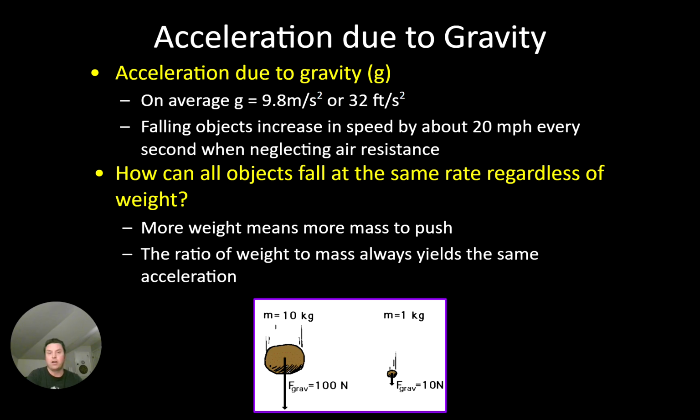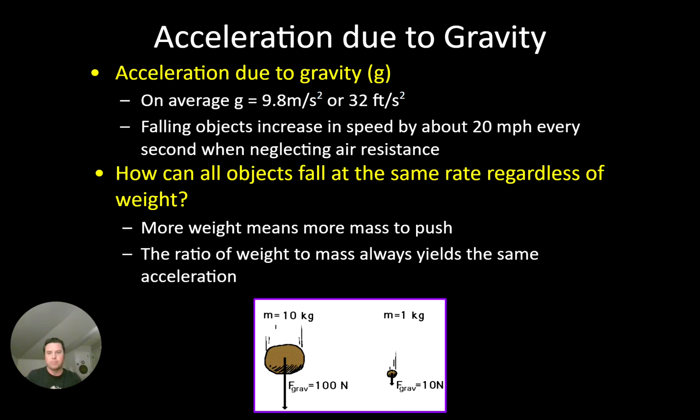Not too fast in a car, pretty fast for running, but if it's 20 miles per hour every second, that is what gravity is for us. So every second of fall, you're going 20 miles an hour, 40 miles an hour, 60 miles an hour. Your speed's increasing by 20. And again, how can all objects fall at the same rate regardless of weight? Well, you get rid of air resistance, then all that's affecting them is gravity.